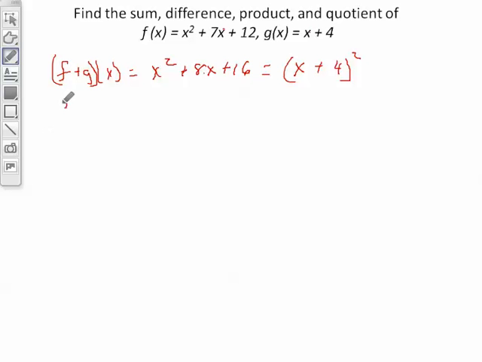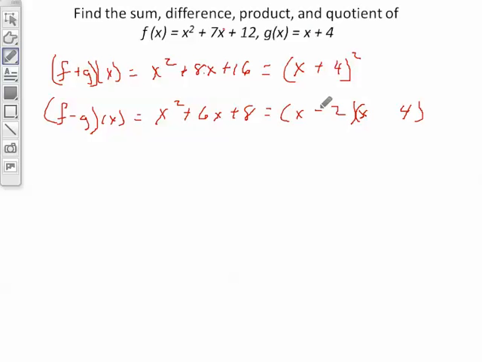Let's find the difference. F minus g times x is going to be equal to x squared plus 6x plus 8. What did I do? I subtracted the x from the 7, I got 6x. I subtracted the 4 from the 12 and got 8. And yes, that does factor as well. What do we factor that into? X, 4 and 2, yep, plus 4 plus 2.